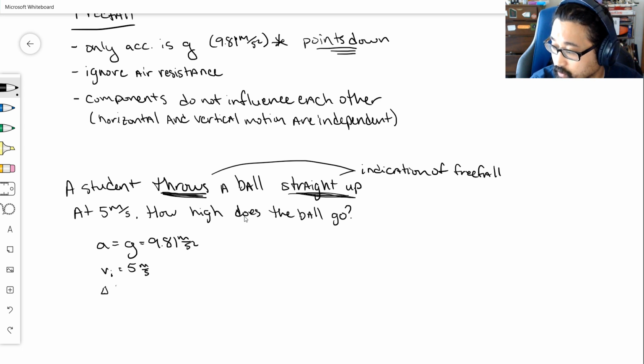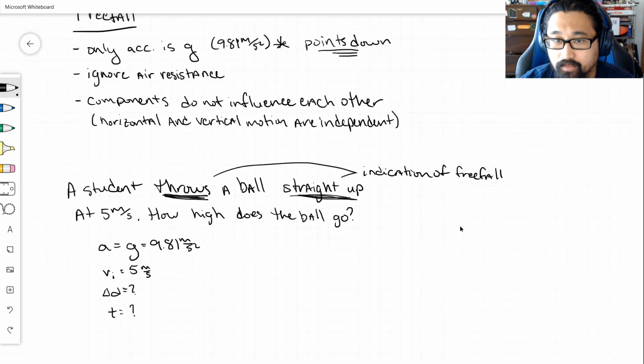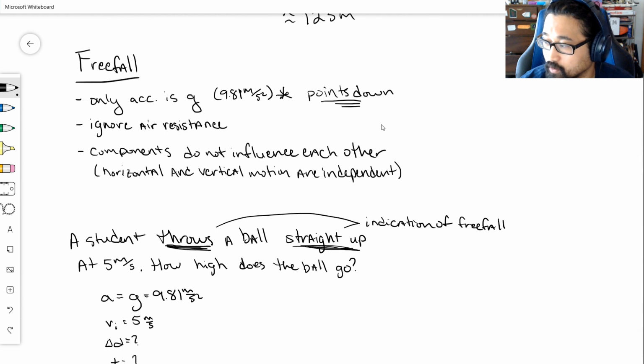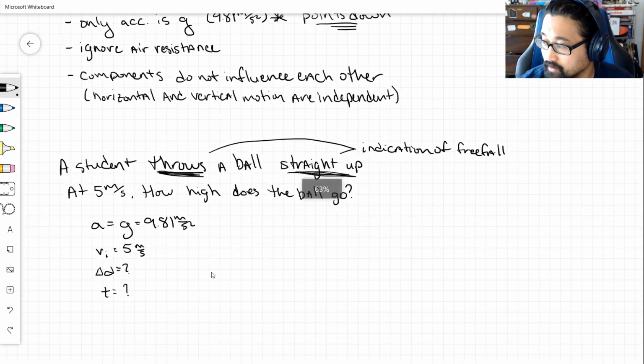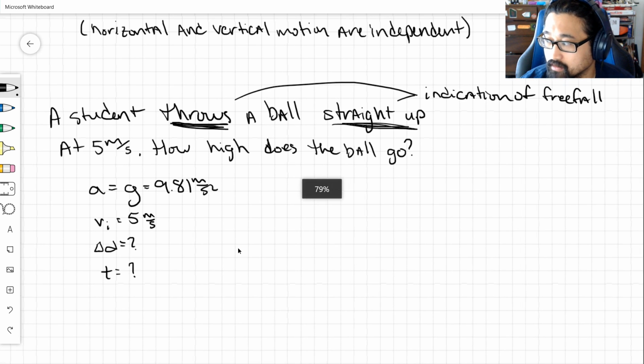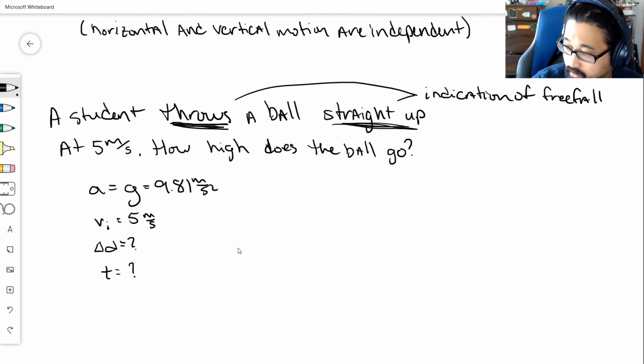I'm looking for how far the ball goes, but I also don't know time. This is awkward, because I would like to know time for this scenario. Now, if you recall, I said that this is important. It points down, because I want to analyze this a little. Let's take a closer look at this number and this number.